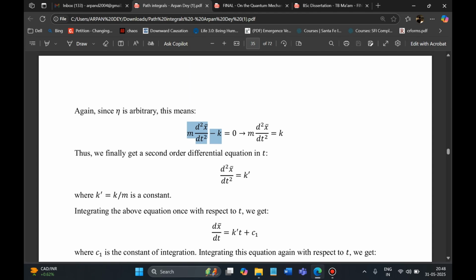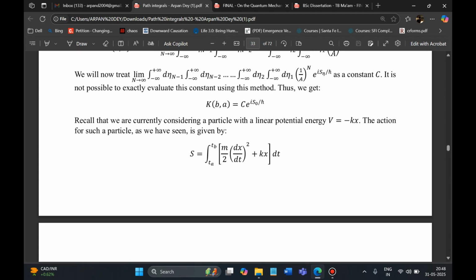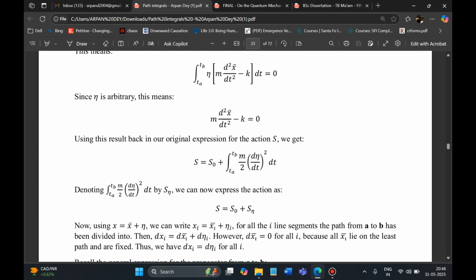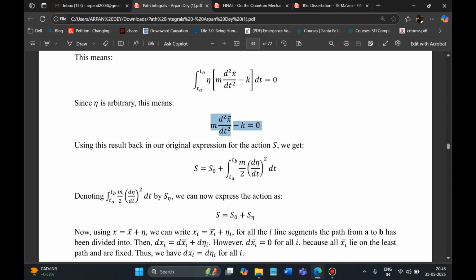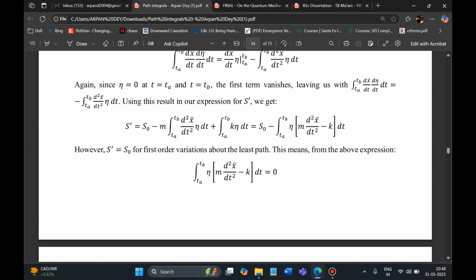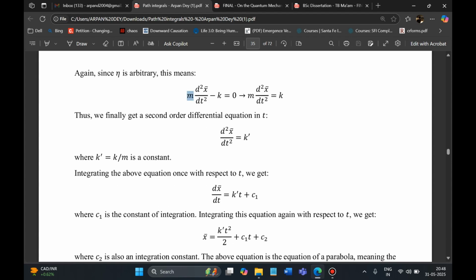m d²x bar/dt² minus k equals 0. We actually already arrived at this result here. So I have once more written it here: m d²x bar/dt² minus k equals 0, which means m d²x bar/dt² equals k. Now look at the expression m d²x bar/dt². d²x bar/dt² is an acceleration term, right? And m is mass. So that is basically mass into acceleration. This term reminds you of Newton's law, F equals ma.